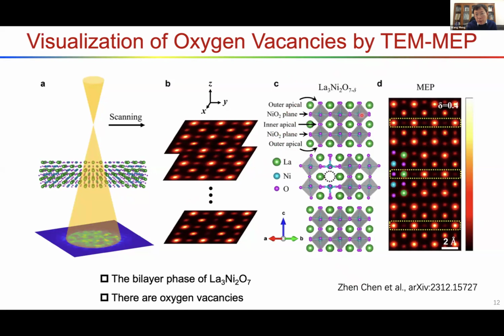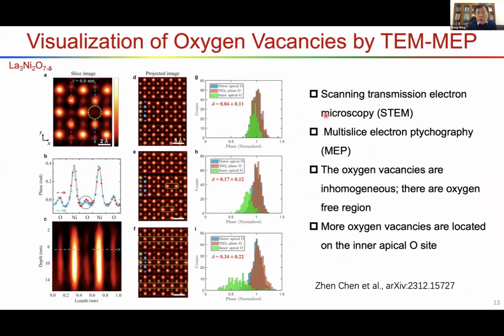Here is the nickel-oxygen six bilayer structure, and this is the outer apical oxygen, and this one is the nickel-oxygen plane oxygen, and this one is the inner apical oxygen. Using what they call the multi-slice electron ptychography method, they can observe the oxygen.